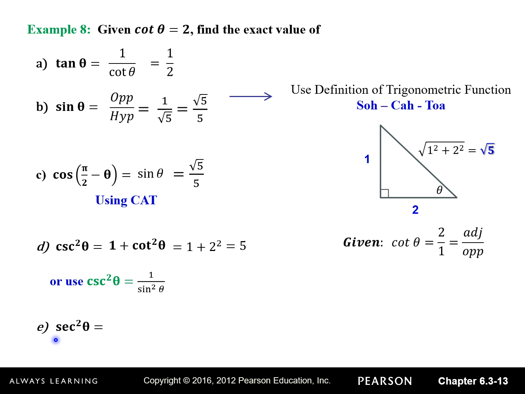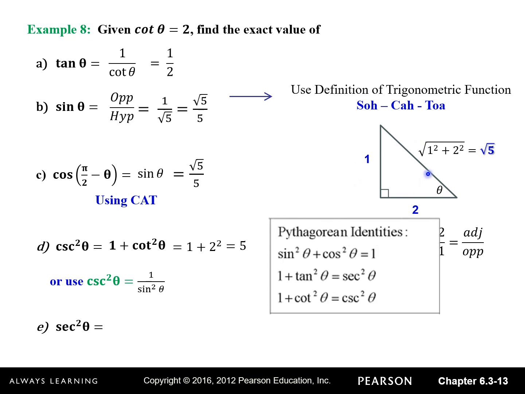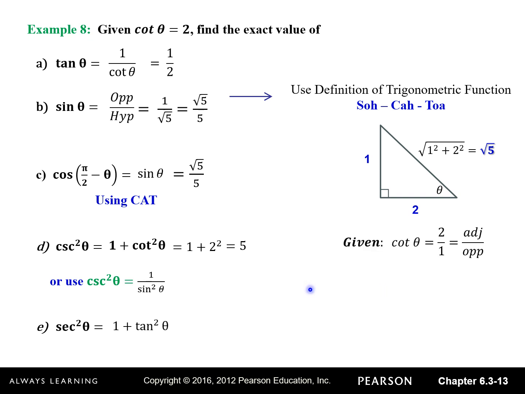And then for letter E, we have secant squared theta. You can find the secant theta value from this Soh-Cah-Toa again. Secant is related to cosine, so it is hypotenuse over adjacent. Or instead of using that, we can use again the Pythagorean identity, which is the second equation: secant squared is 1 plus tan squared. So we can choose that. Since tangent theta is given in letter A, which is 1/2, we just substitute the value: 1 plus the square of 1/2 is equal to 5 over 4. So that's it.